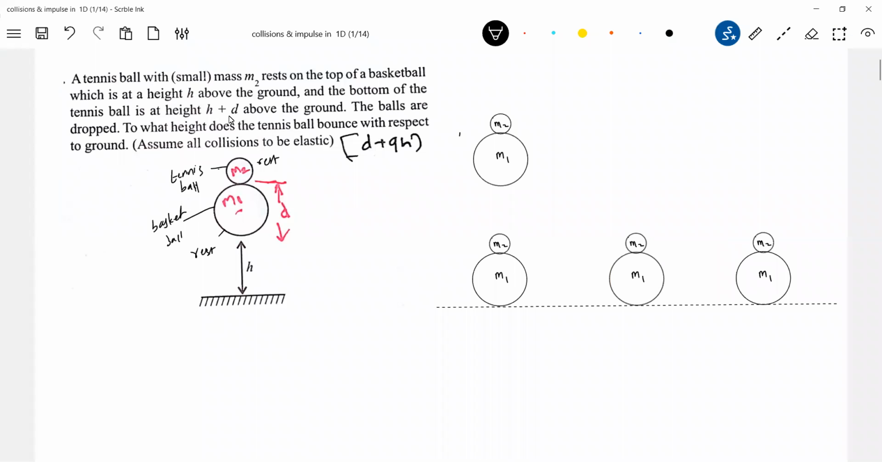There's a diameter D, diameter of the tennis ball, and this is H. What is the height descended by both the balls? It will be the same. So when the basketball is just about to strike the ground, both will have speed U. And what should that U be equal to? Root of 2gh.